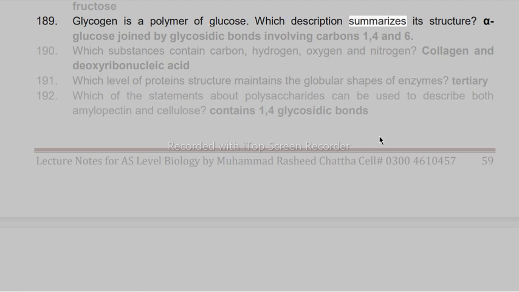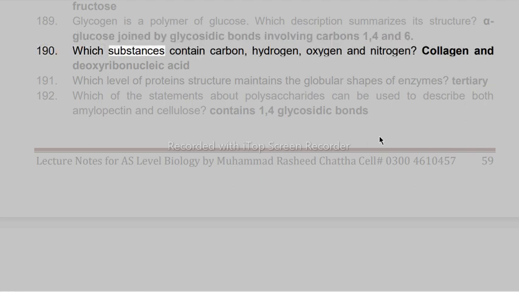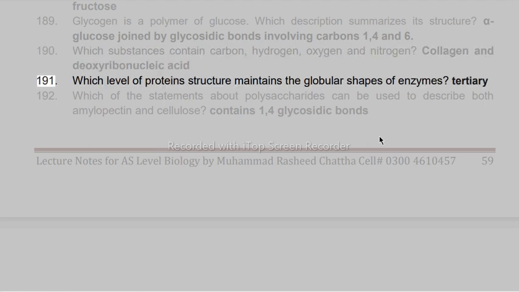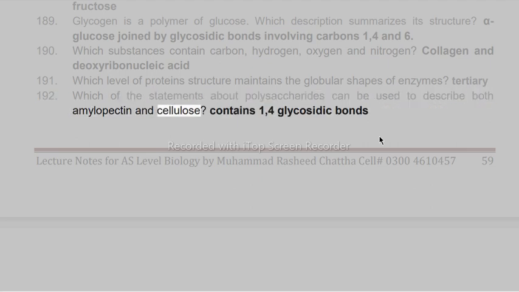189. Glycogen is a polymer of glucose. Which description summarizes its structure? Alpha-glucose joined by glycosidic bonds involving carbons 1, 4 and 6. 190. Which substances contain carbon, hydrogen, oxygen and nitrogen? Collagen and deoxyribonucleic acid. 191. Which level of protein structure maintains the globular shapes of enzymes? Tertiary. 192. Which of the statements about polysaccharides can be used to describe both amylopectin and cellulose? Contains 1,4 glycosidic bonds.